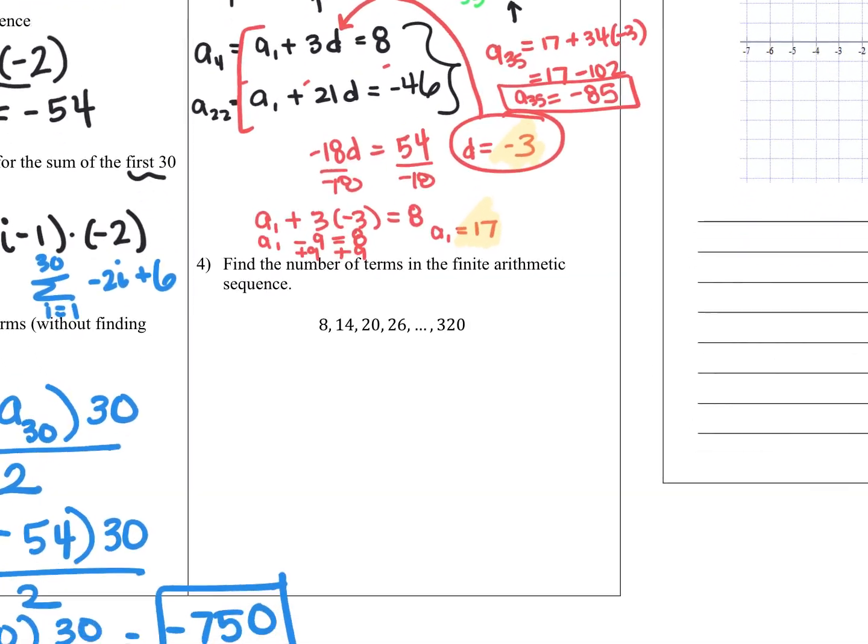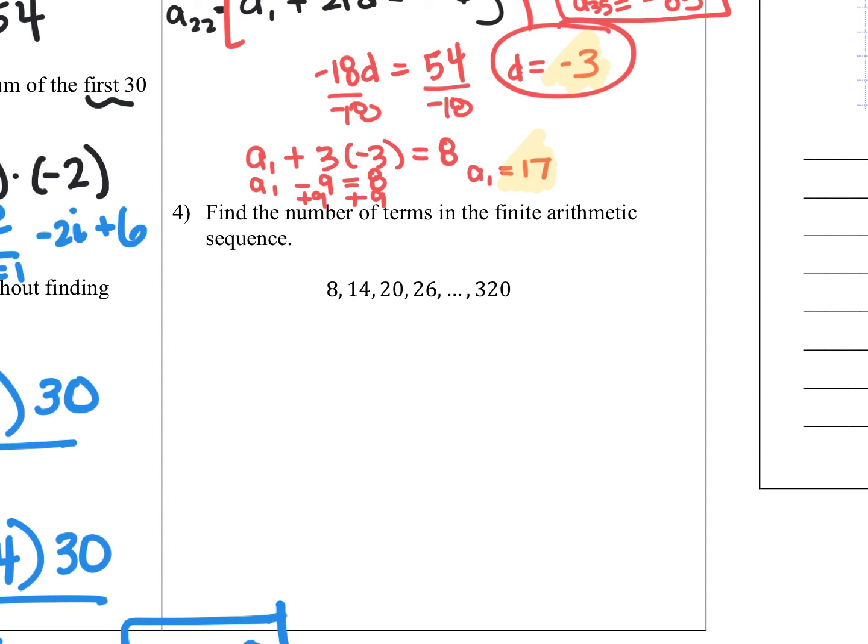All right, for number 4, we want to find the number of terms in this finite, and we know it's not infinite, arithmetic sequence. So we know that this is the first term, and we know that this is a_n, where we don't know what n is. That's our question, right? We want to know how many terms there are. But because it's arithmetic, we have to think about, well, what's the common difference? It's adding 6 each time.